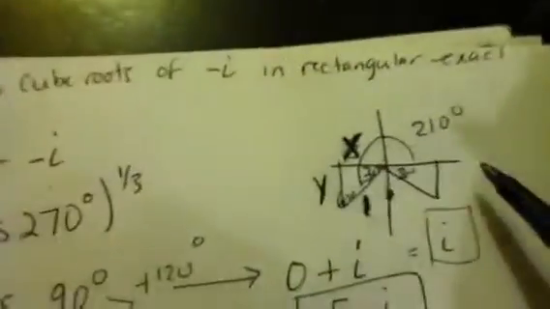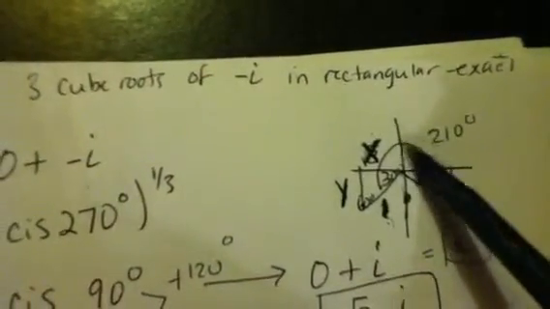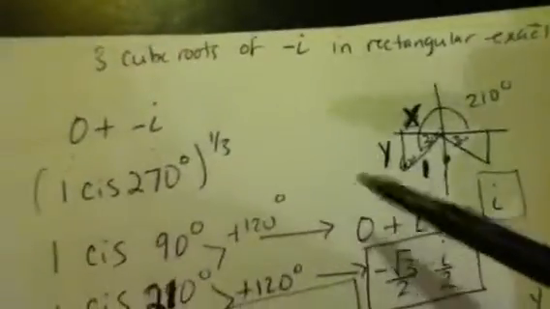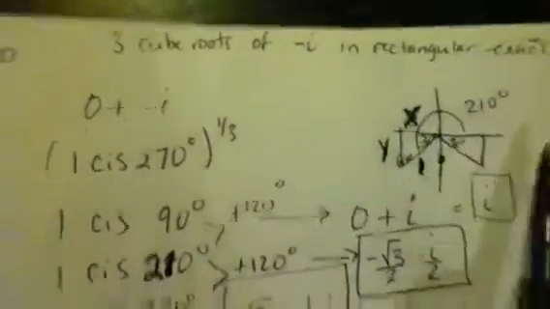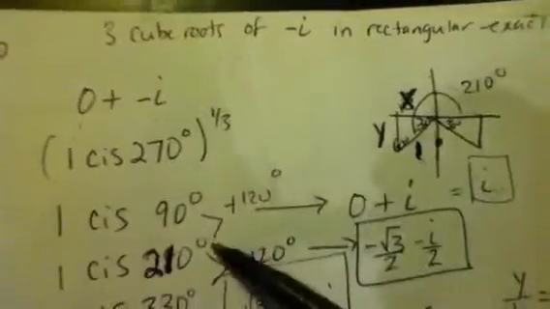But I have to find rectangular form. The first one should be easy, 1 cis 90, because 90 degrees is right there. So what's the ordered pair that's right there? It'd be 0, 1. So 0 plus 1i, and that's just i. So your first answer is i, the 90 degrees. Now the 210 degrees.